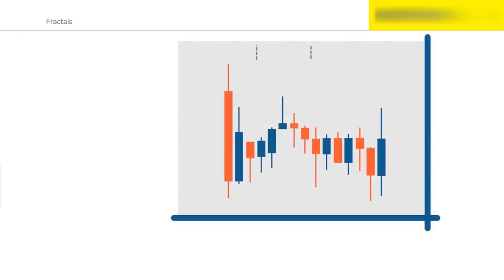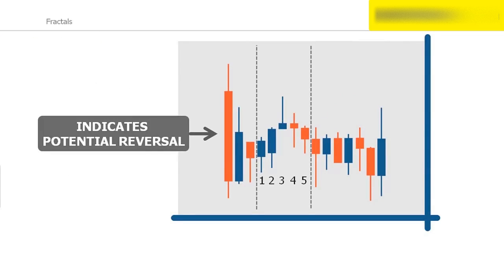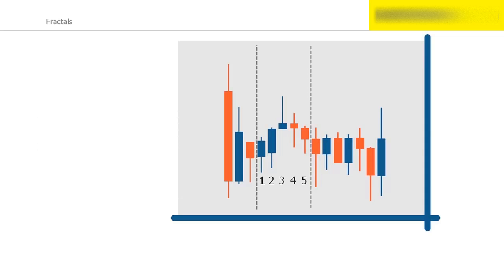A fractal is made up of 5 candles and appears on your chart after a certain type of price action has occurred in the market, indicating that a reversal is likely. There are 2 types of fractals, an up fractal and a down fractal. Let us first look at the formation of an up fractal and what needs to happen for one to form.